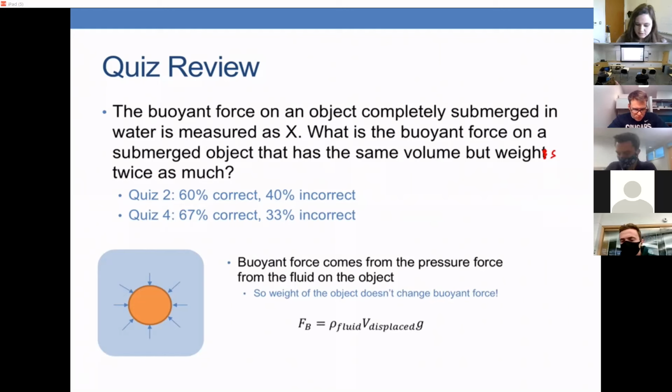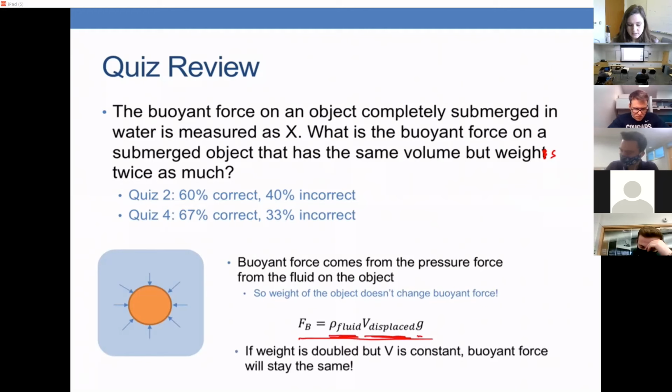It changes how much water is displaced, but the weight of the object does not change the buoyant force, right? Which is why the equation for buoyant force is the density of the fluid times the volume of fluid that's displaced by your object times gravity. So if the weight of the object is doubled, but V is the same, the buoyant force is just going to stay the same. So if I tell you the buoyant force on an object is 20 pounds, the weight of the object is doubled, but the volume stays the same, then the buoyant force will still be 20 pounds.